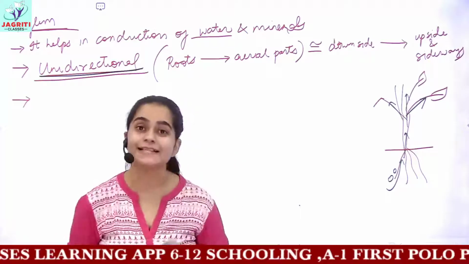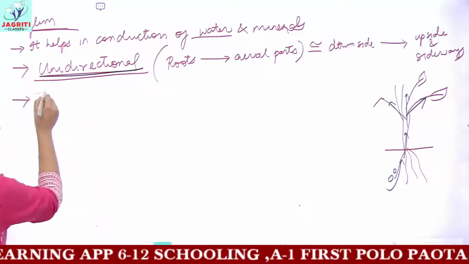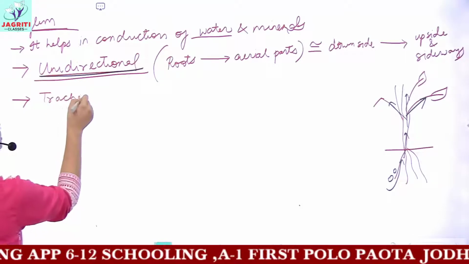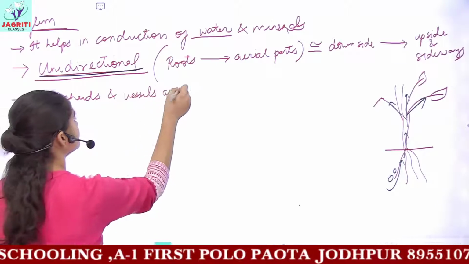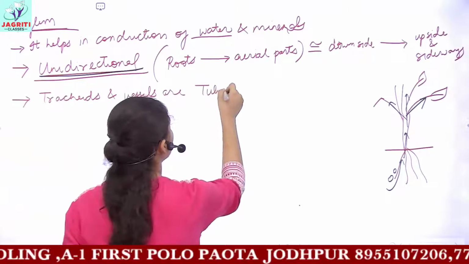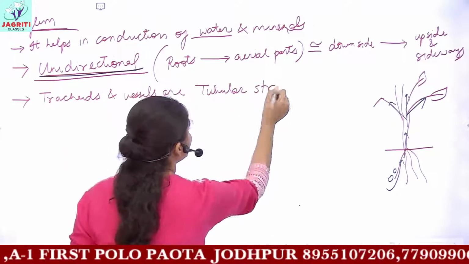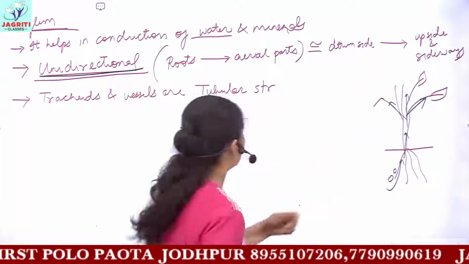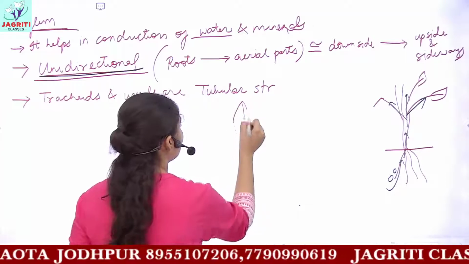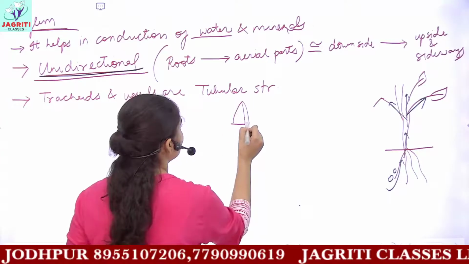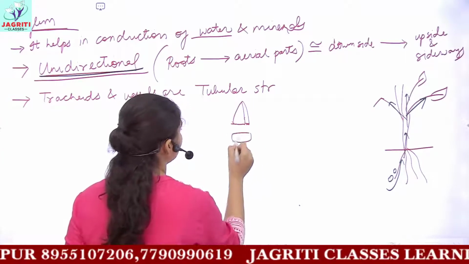different components, that is tracheids and vessels. So what are the functions of tracheids and vessels? Tracheids and vessels are the tubular structures, okay? And these help in conduction of water. These are similar, like if I try to draw a tracheid here, similar to the diagram given in your books.